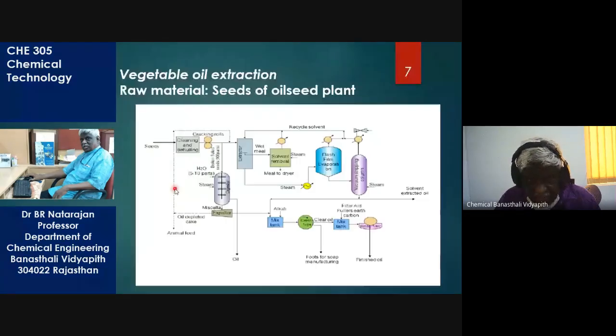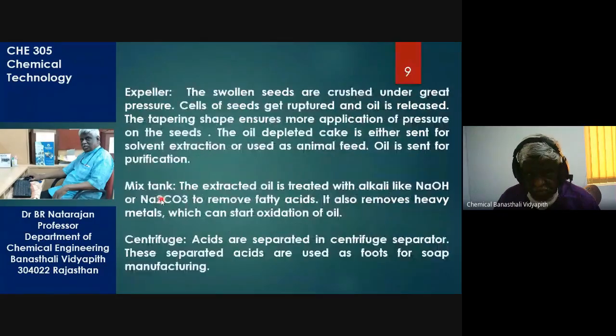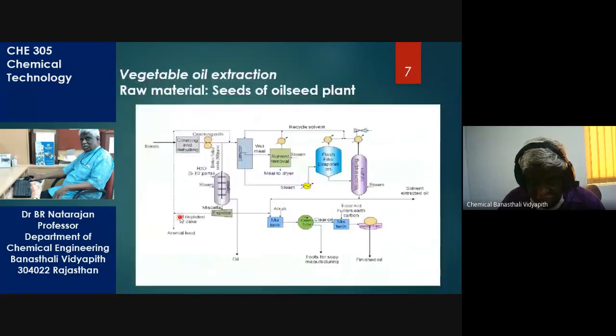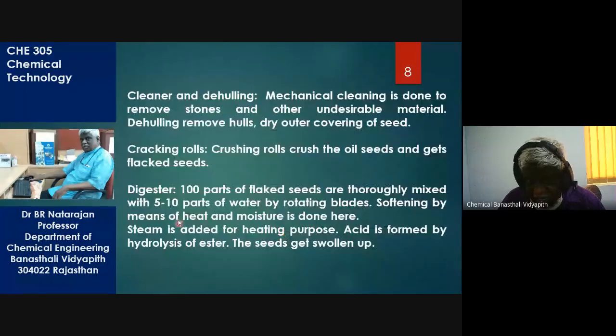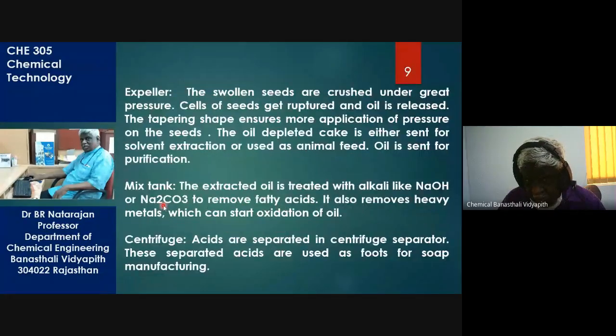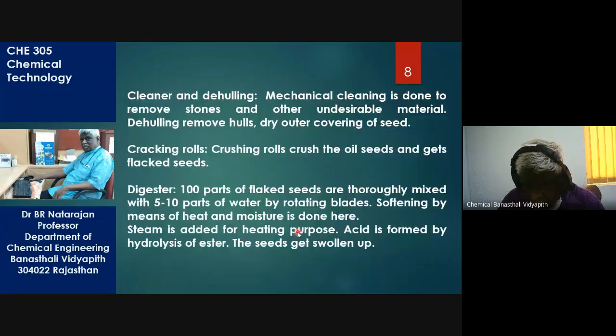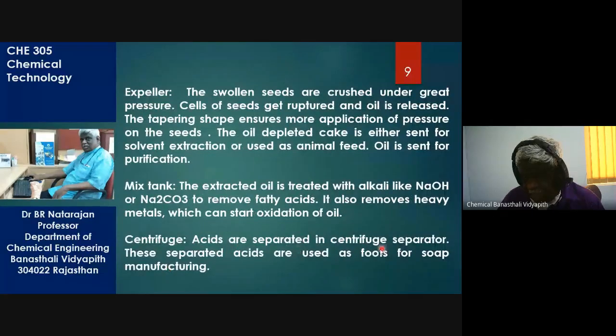Then there is a mix tank. This is a mix tank. The extracted oil is treated with alkali like caustic soda or sodium carbonate to remove fatty acids. It also removes heavy metals which can start oxidation of oil. So the mix tank is where alkali is added. Alkali could be caustic soda or sodium carbonate, and then goes to centrifuge. Acids are separated in the centrifugal separator. The separated acids are used as feed for soap manufacturing.